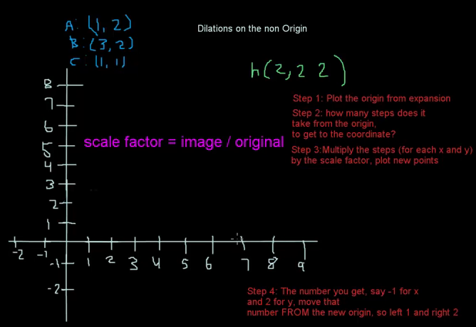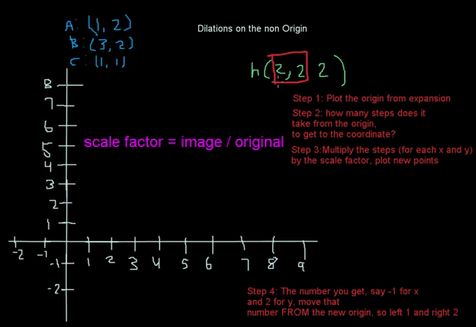Today we're going to be looking at dilations from a non-origin. So we are given these coordinates right over here, and we're going to dilate from this right here. The H is just a symbol for a dilation. When you see that, they don't tell you it's a dilation. You just look at this and it's H, and it's a dilation.